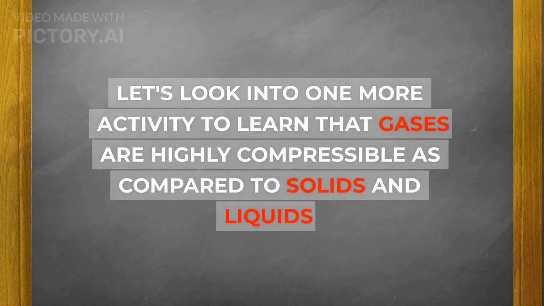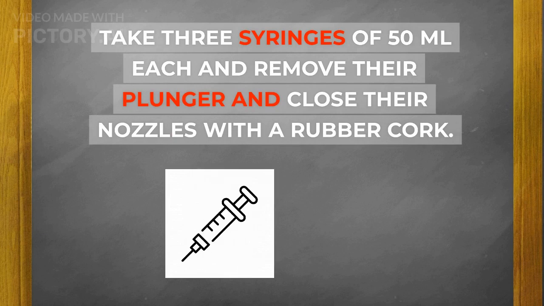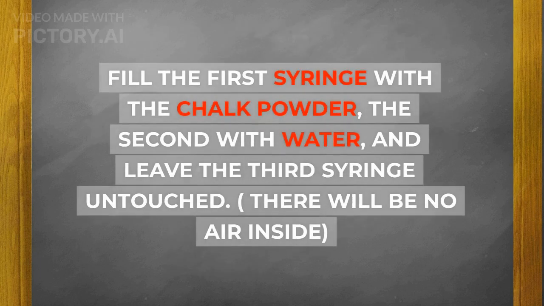Let's look into one more activity to learn that gases are highly compressible as compared to solids and liquids. Take 3 syringes of 50 ml each, remove their plungers and close their nozzles with a rubber cork. Fill the first syringe with chalk powder, the second with water, and leave the third syringe untouched. There will be no air inside.